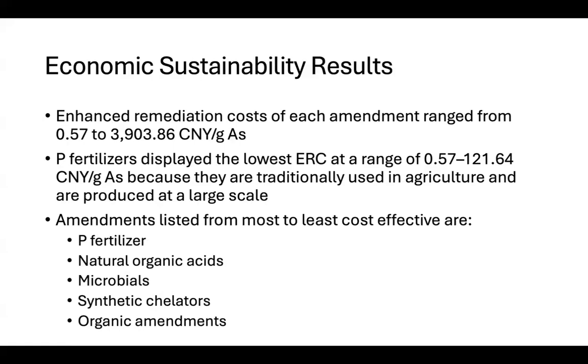Amendments listed from most to least cost-effective are the phosphorus fertilizer, natural organic acids, microbials, synthetic chelators, and organic amendments. Phytohormones and surfactants were not included in this comparison due to the lack of data.